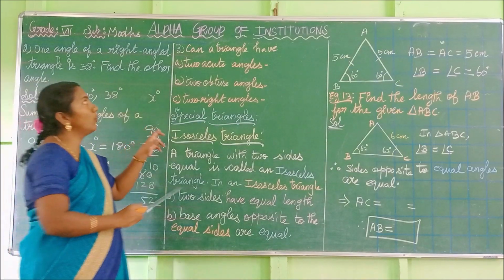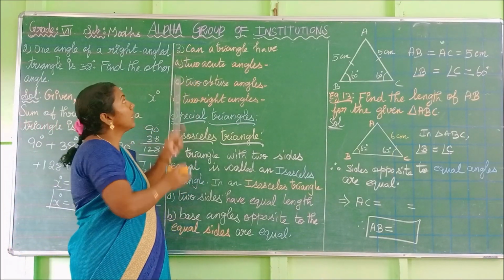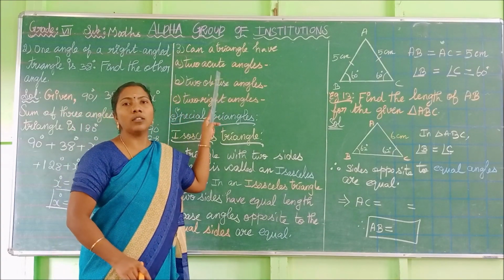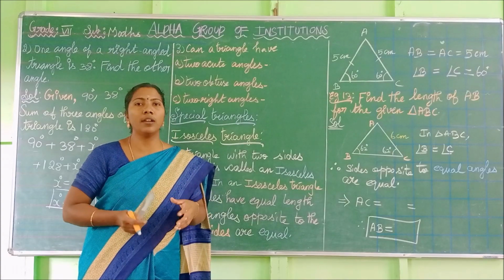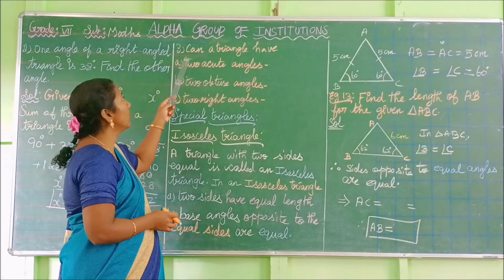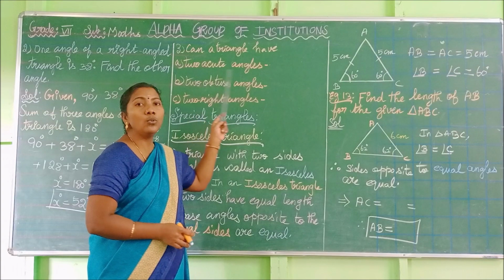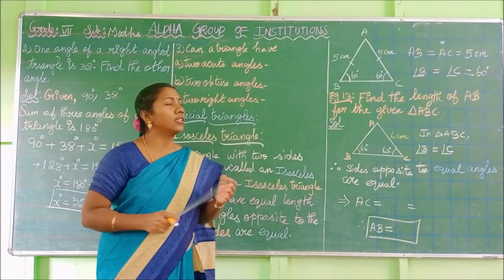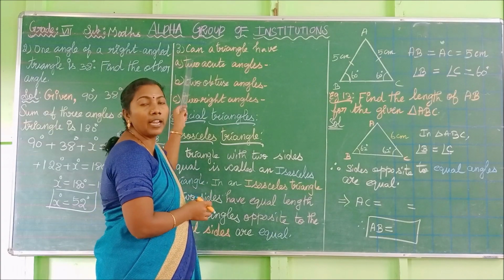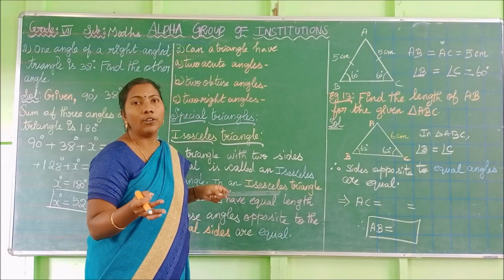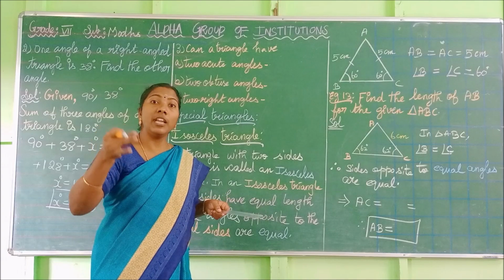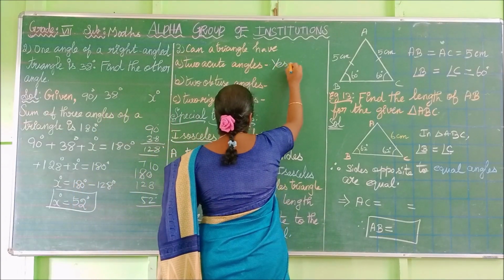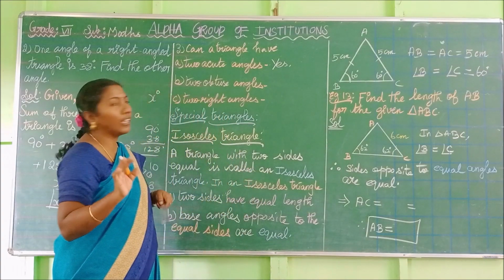Okay. Next, we are going to see the third sum. Can a triangle have two acute angles? For the question we have to say yes or no, and give an explanation. See the first one. Can a triangle have two acute angles? A triangle has how many angles? Three angles. What they are asking is, can a triangle have two acute angles? We know a triangle may have three acute angles. So the answer for this question is yes. Yes, a triangle can have two acute angles.